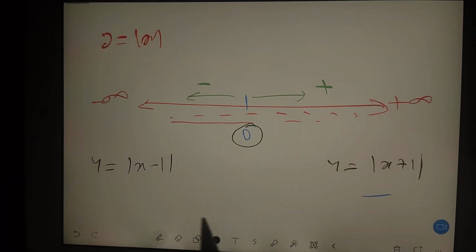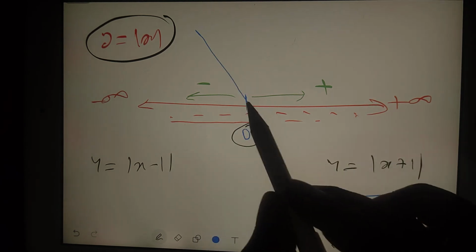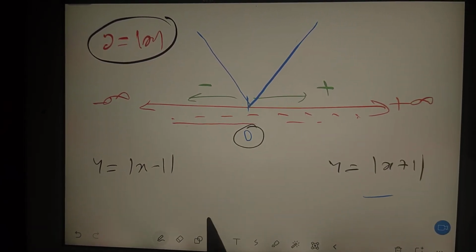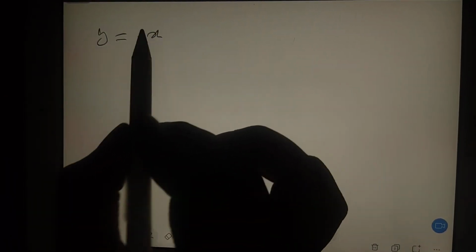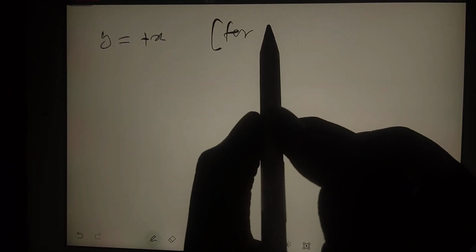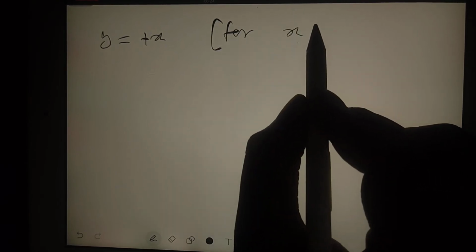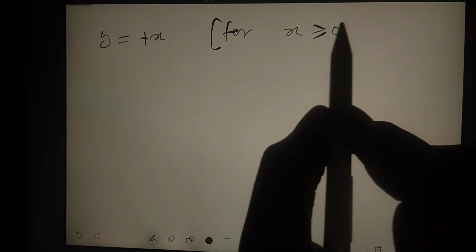So first of all, the y is equal to mod of x graph, you check, it will be like this. Why will it be like this? Because I have to define y will be plus x for x greater than or equal to 0.